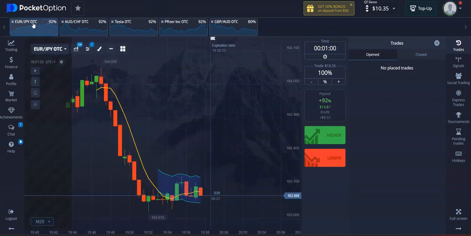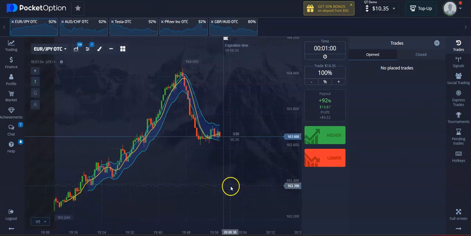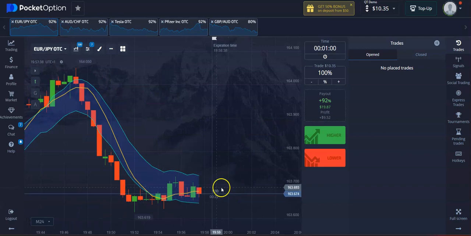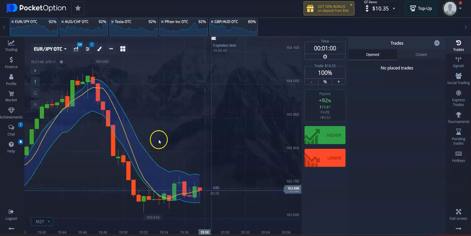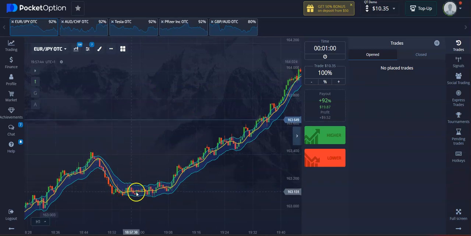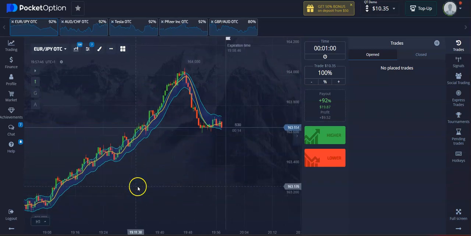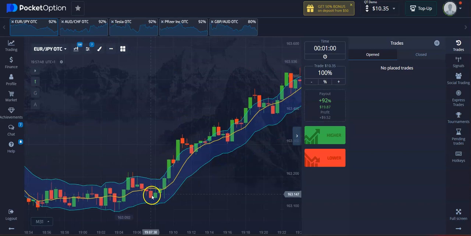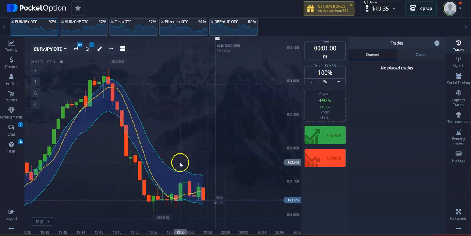Okay, let's go to this one right here. So this one, I believe is going to do the reverse. Reversal, go back up. It's consolidating a little bit, and then once it cranks up, it does crank up. So sometimes you just gotta be patient.